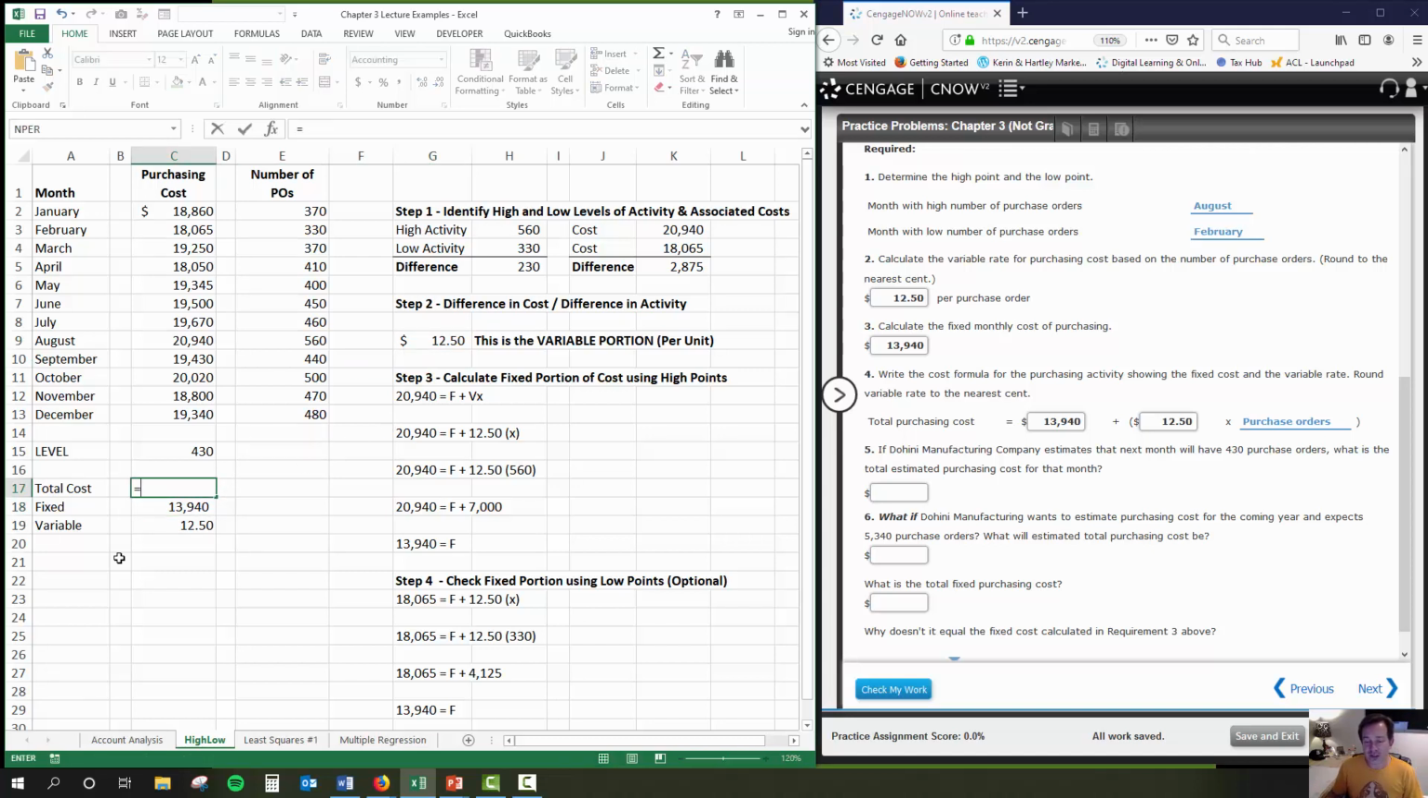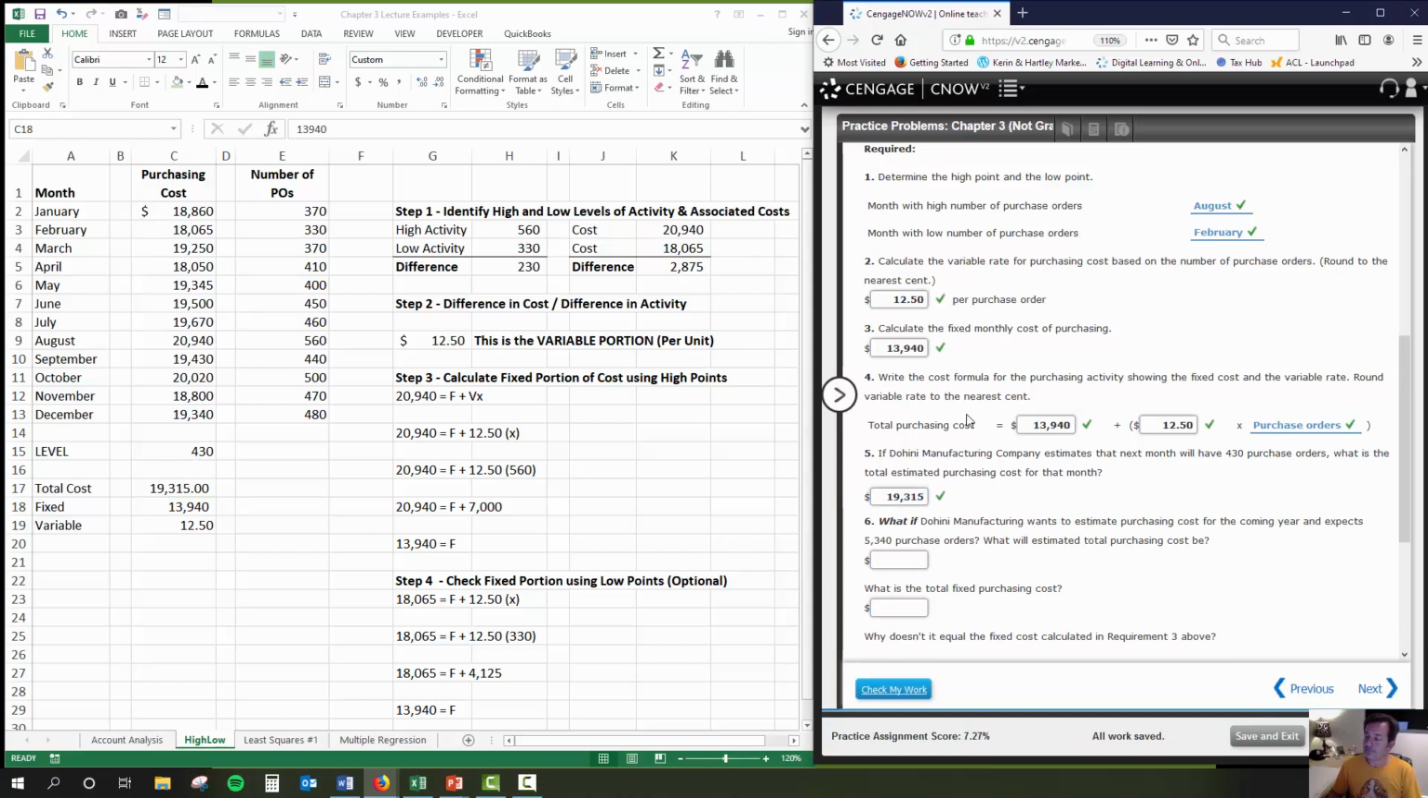I'm going to make a little calculation here. The total cost is going to be, again, the fixed plus the variable. So I'm going to add in my fixed. I'm going to add to that the variable per unit multiplied by the level of activity. I get 19,315. So in a month where we had 19,315, that would be associated with 430 purchase orders. So I just did check my work. Everything's looking good there. I'll let you try to figure out number 6, a little what if.